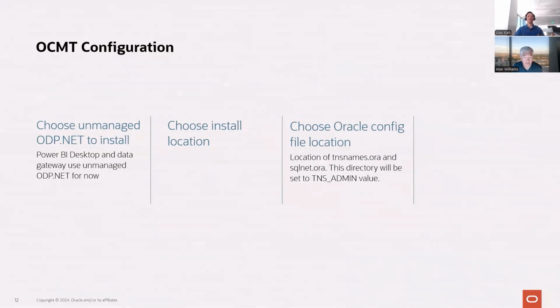ODP.NET can find its config files. So in this case, it's your tnsnames.ora and sqlnet.ora. That's where we're going to set your TNS_ADMIN. Since you are a fairly Oracle savvy crowd, you know what TNS_ADMIN is. But for those who don't, this is Oracle's configuration for our net service name definitions, and any type of Oracle client configuration with the networking are defined in these two files. You just have to point to where it is.